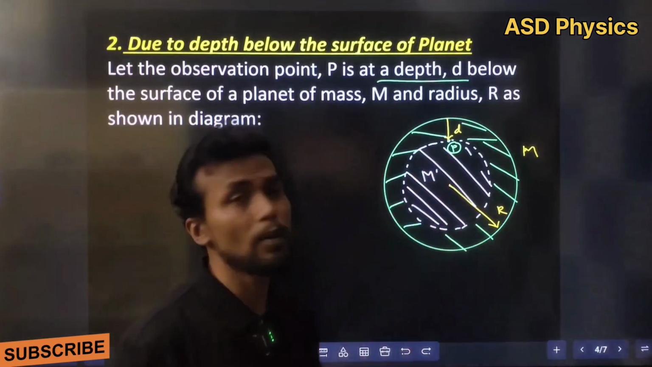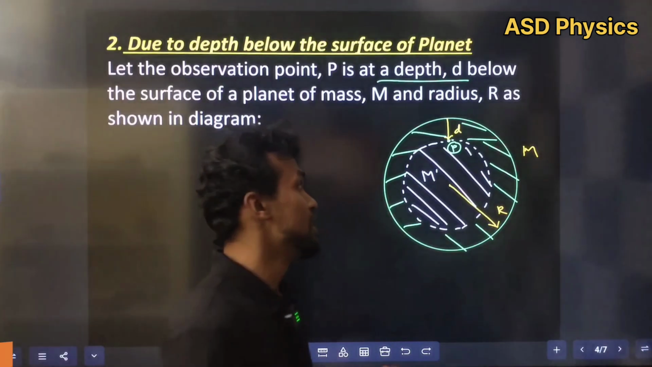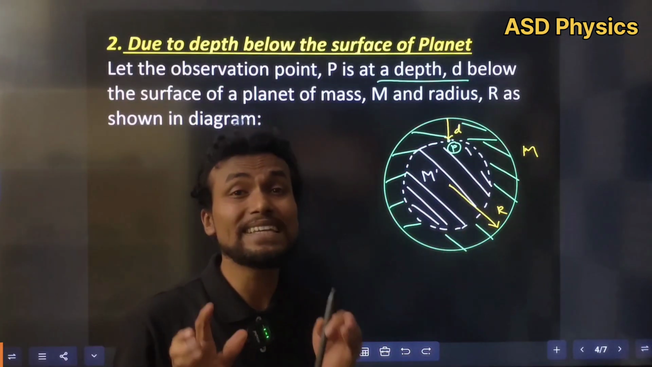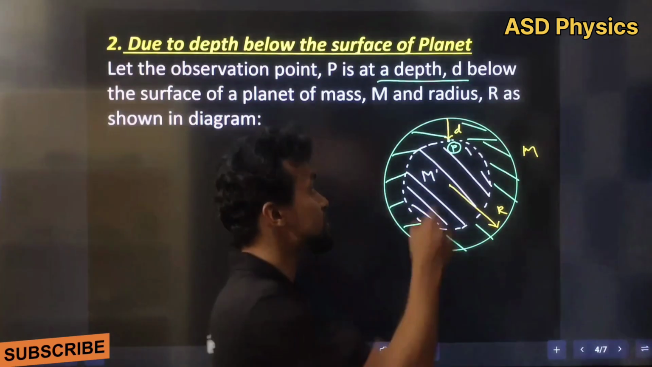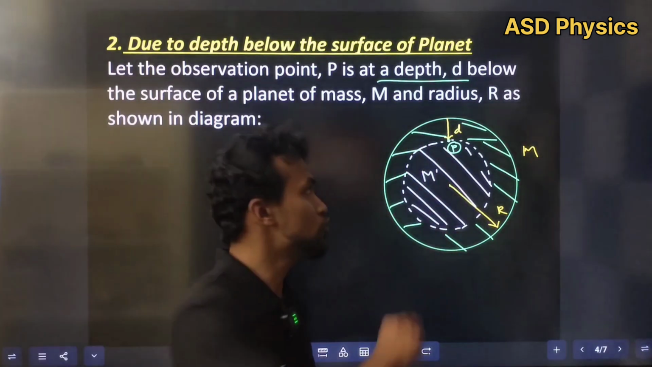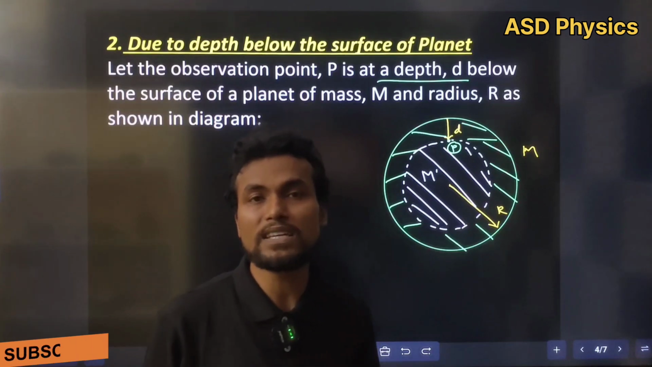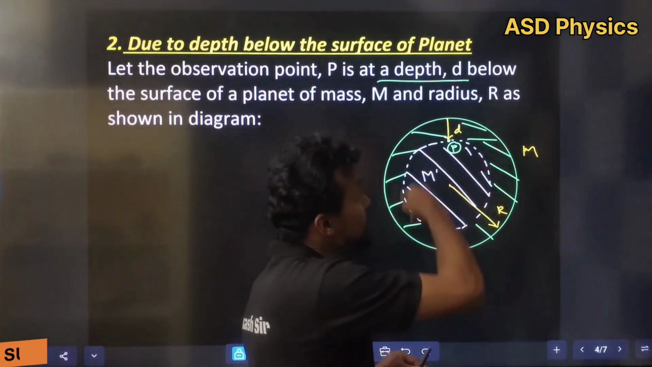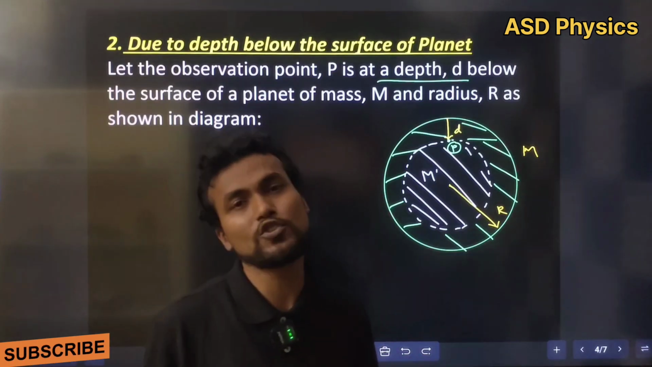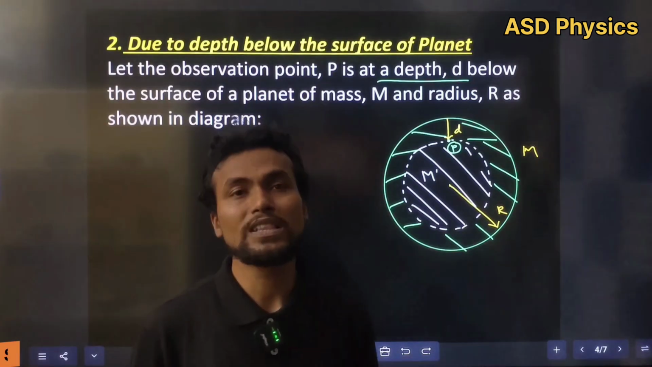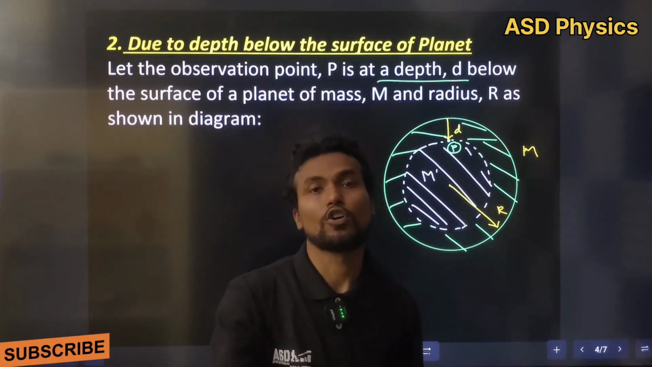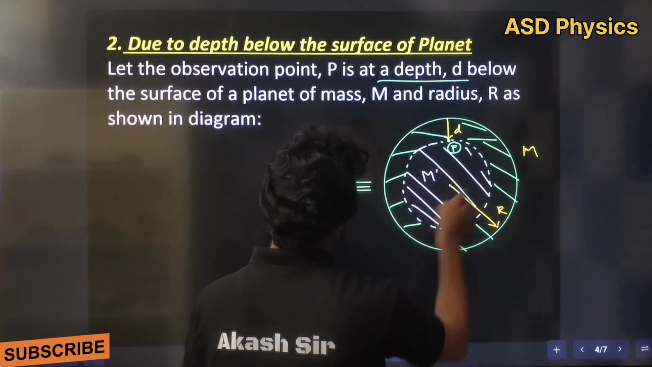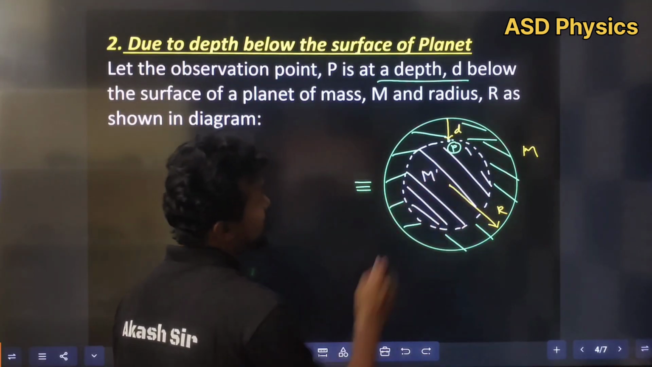Now, whenever the observation point is inside, this outer shell will not exert any gravitational force at point P. That means due to the outer shell, there is no gravity, no acceleration. So gravity will be due to which sphere? This will be due to the inner sphere only. Even this thing you will learn in class 12th, the topic will be Gauss law. Okay, so please remember that here the gravity will be only due to the inner sphere.